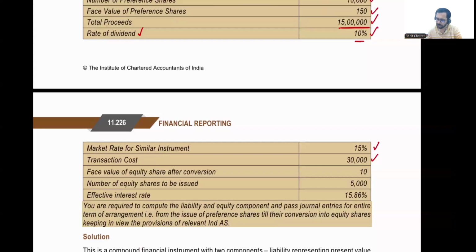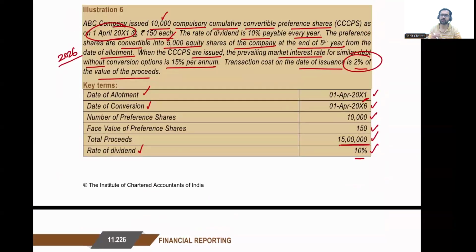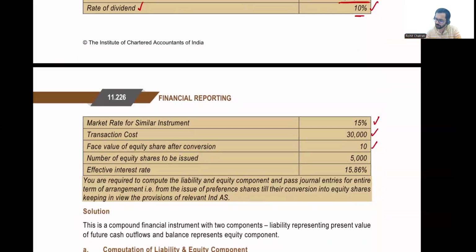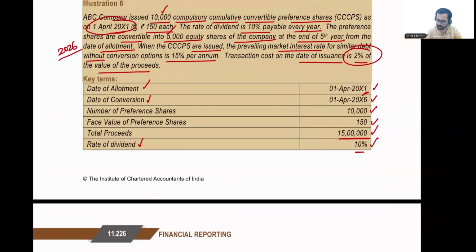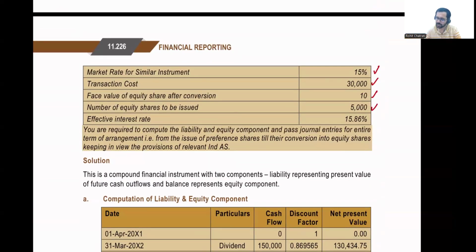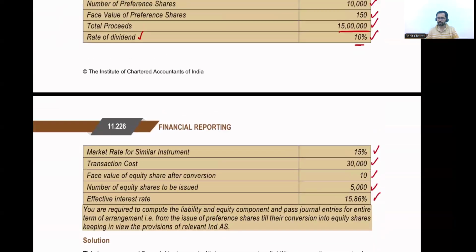The face value of equity share, which is going to be issued on conversion, is 10 rupees. All right, the shares that we are going to issue, their face value is going to be equal to 10 rupees. The number of equity shares, also given in the question, is 5,000. And they've given us something called the effective interest rate, which is 15.86 percent.